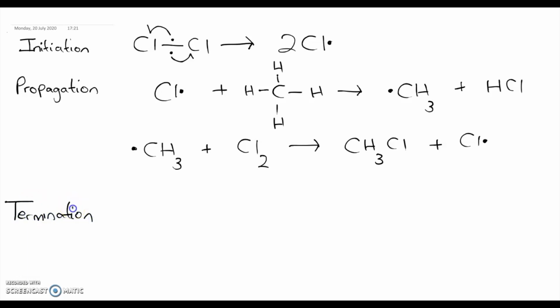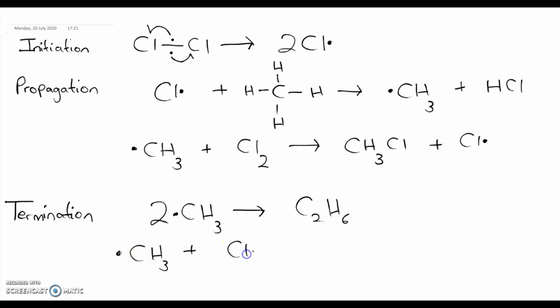Now the last step is a termination reaction, and this is where radicals join up, and this has to exist, otherwise the reaction will never end, because each radical will keep reacting with more molecules. So in a termination reaction, 2 radicals join up. In the case here, we have 2 CH3 radicals that could join to form a molecule of ethane, or we could have a CH3 radical reacting with a Cl radical, and that would form CH3Cl. Or I could even have 2 chlorine radicals forming chlorine gas.